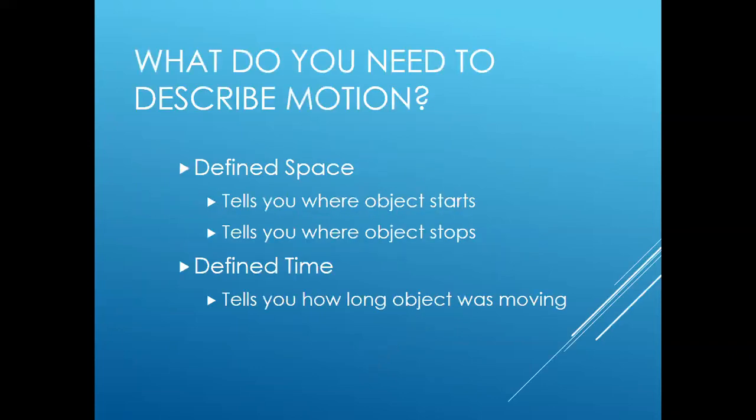So in kinematics, like I said, we're describing motion. So what do we need in order to be able to describe motion? First, we need to define space. We need to know where the object starts, where it stops. We also need to know about the time. So how long was the object moving? So motion, we're basically looking to describe a change in position.